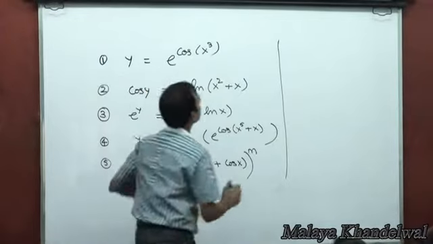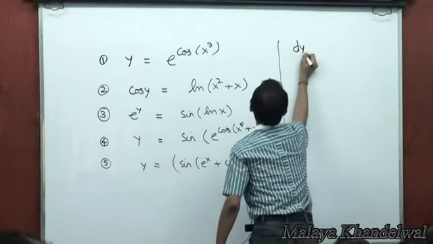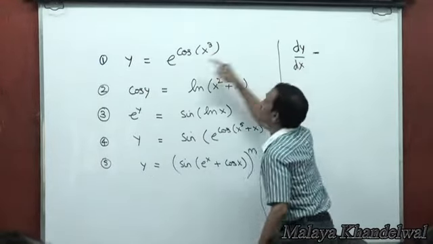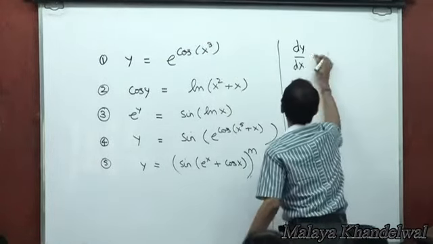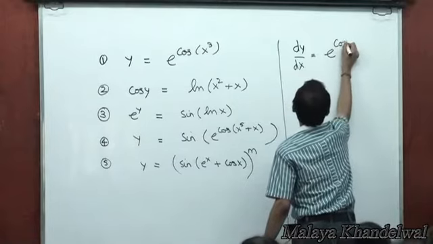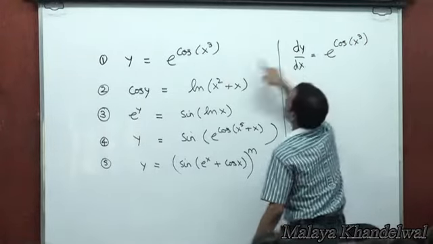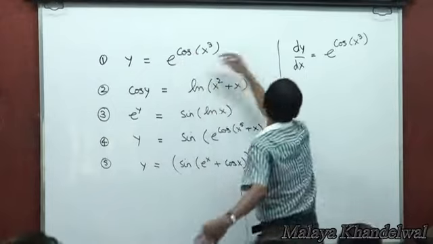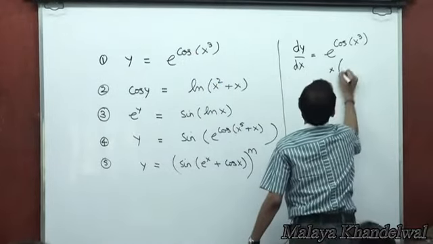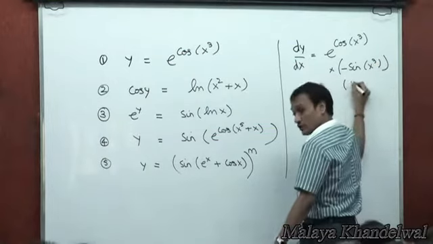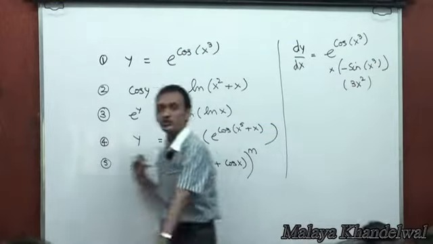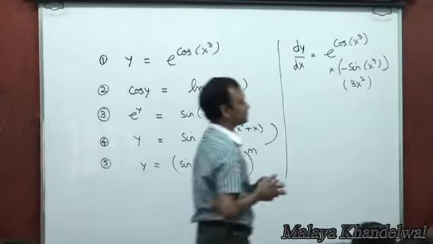The first one, dy dx. Like I said, chain rule, go from outside to inside. E power would give me e power. So that's going to give me e power cos of x cubed. Then come to cos. Cos will give me minus sine. So into minus sine x cubed. And then x cubed would give me? Absolutely. I hope all of you got this right. Good.